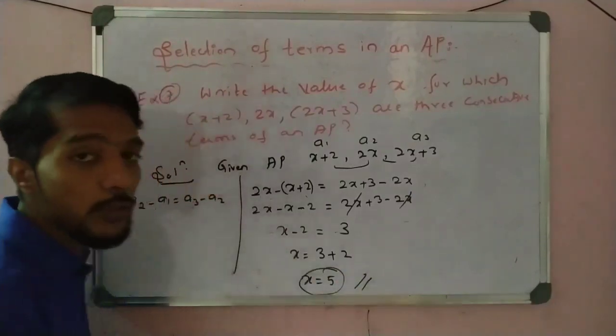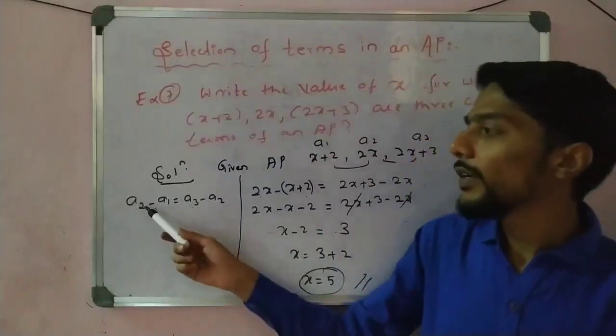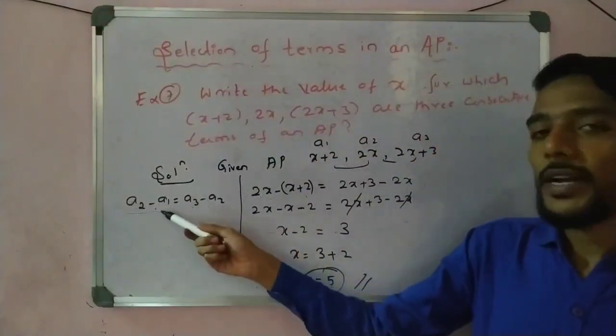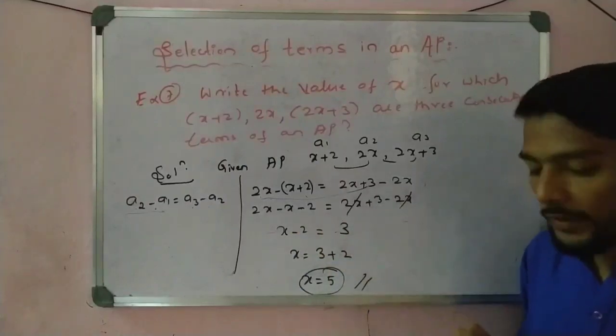So this is the solution. It is a different problem, but with the same concept you already know, that the difference between every term is the same, so A2 minus A1 is equal to A3 minus A2. We apply that concept and get the value of x here.